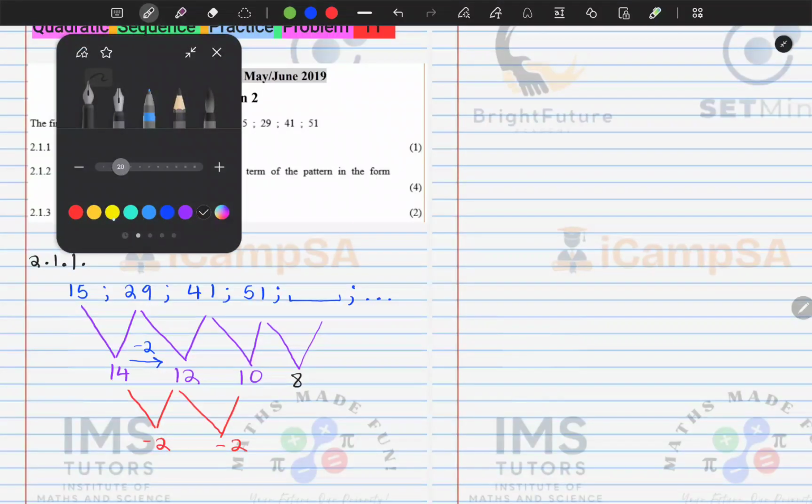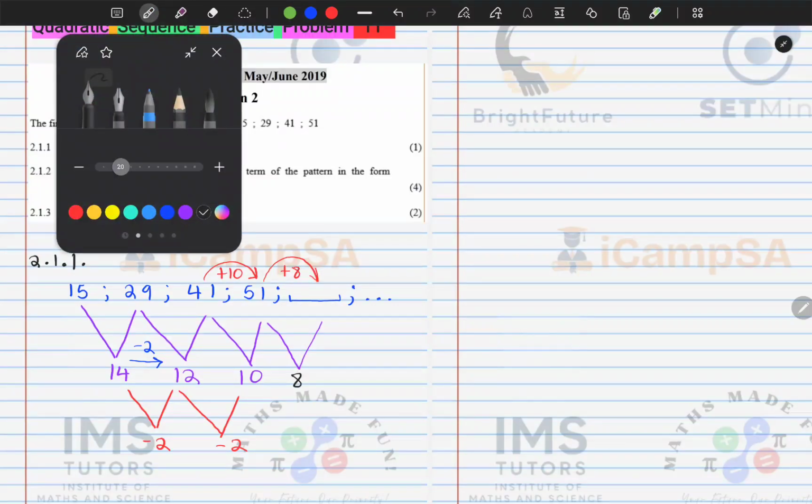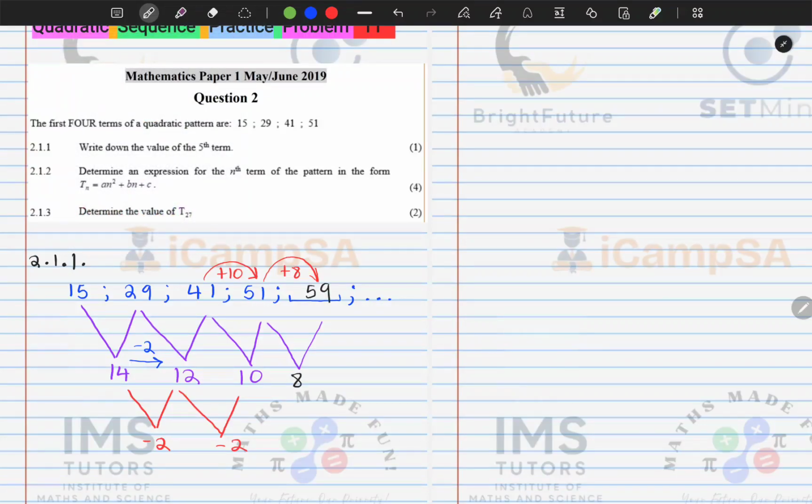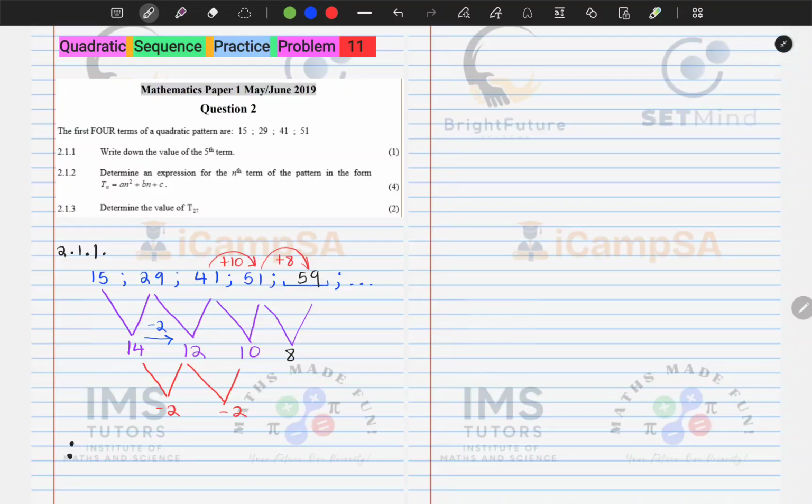And guess what? How we move from this term to this one, I add the difference between them, which is plus 10. So to move from this one to that term, I need to add 8, which means the term that I'm looking for is 59. So we can go ahead and give our answer, which is therefore term 5 will be 59. That is our answer because we were required to find the fifth term.